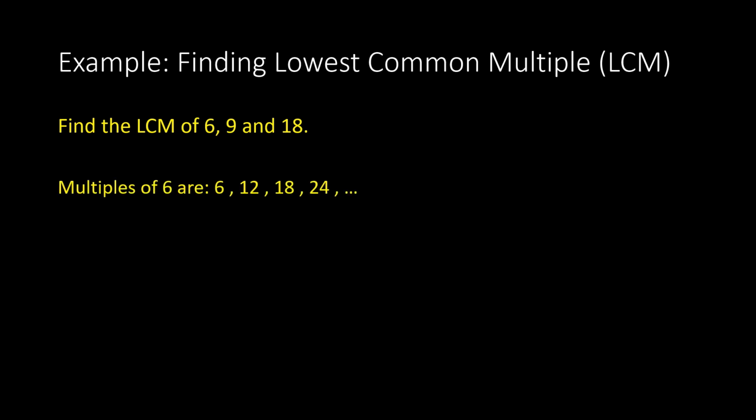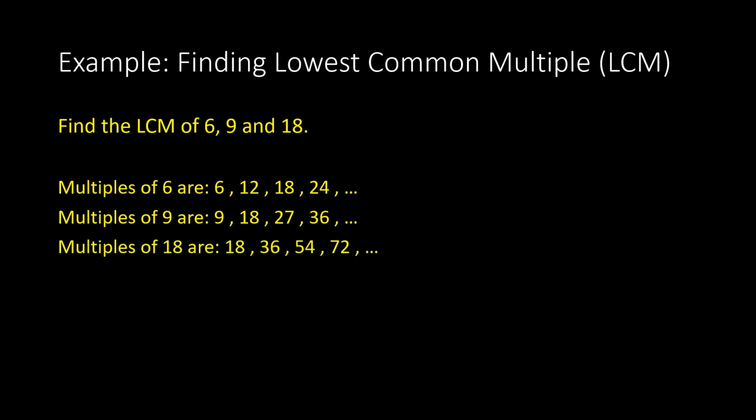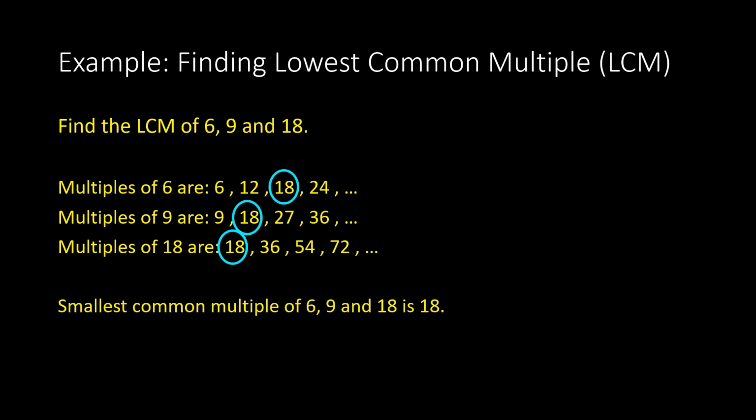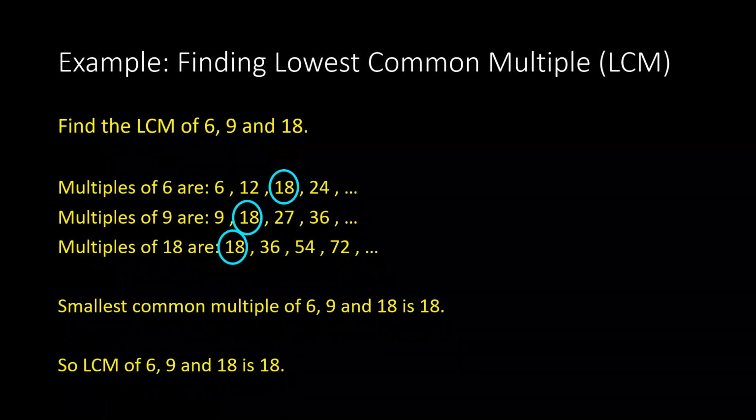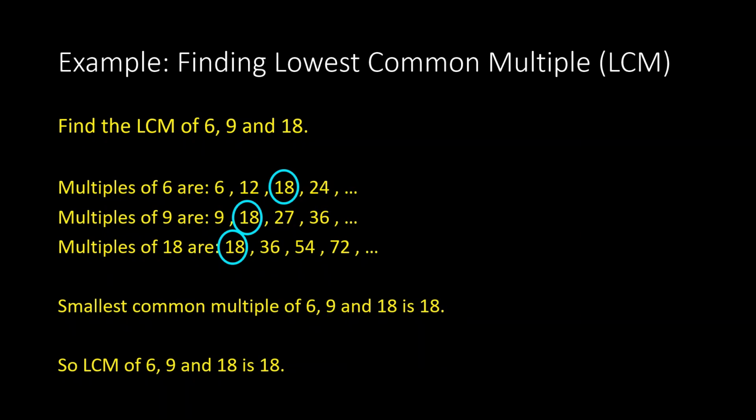The multiples of 6 are 6, 12, 18, 24 and so on. The multiples of 9 are 9, 18, 27, 36 and so on. And the multiples of 18 are 18, 36, 54, 72 and so on. The smallest common multiple of 6, 9 and 18 is 18. So, the LCM of 6, 9 and 18 is 18.